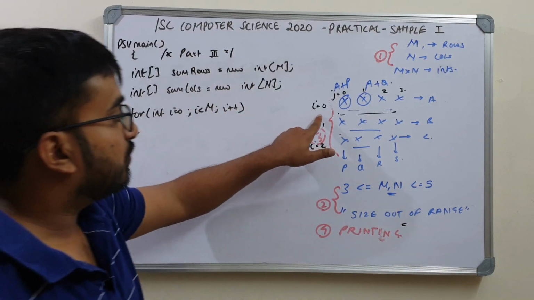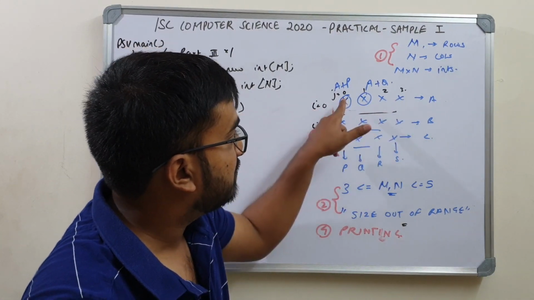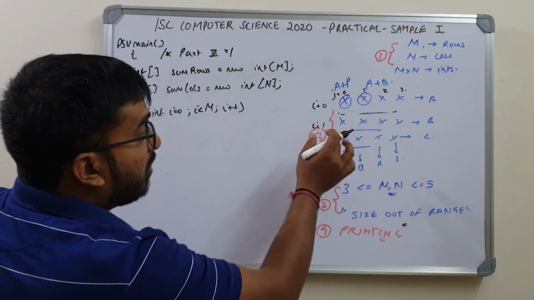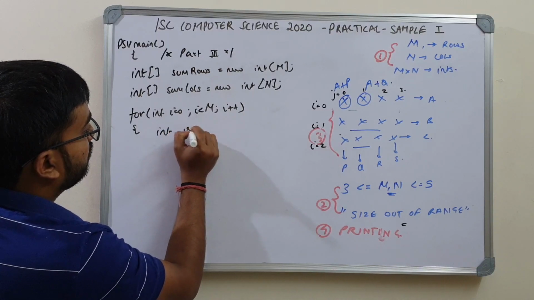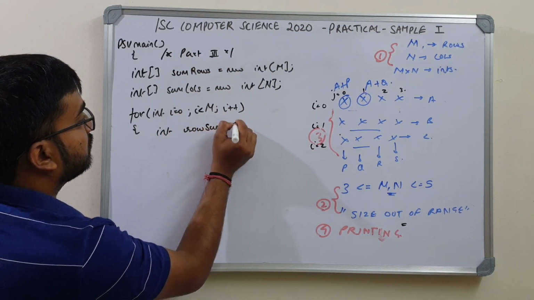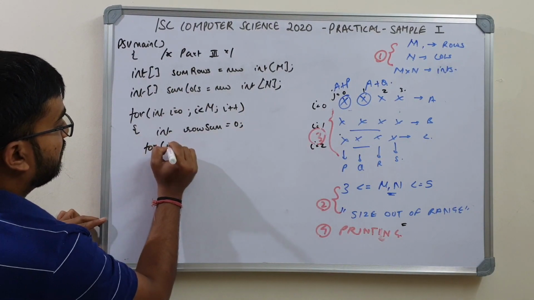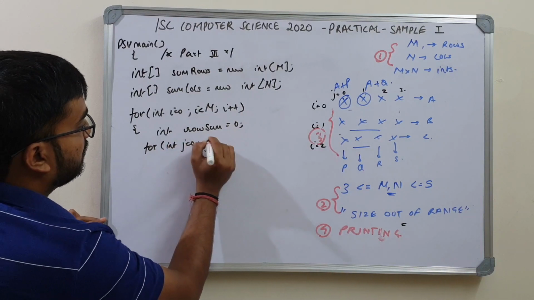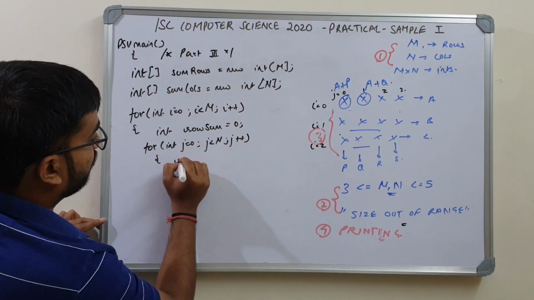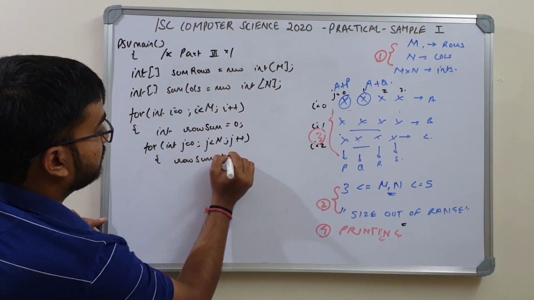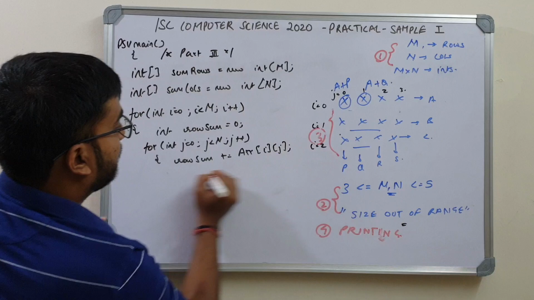So we traverse each row. For i equal to 0, I'm going to traverse j as 0, 1, 2, 3. Now I need to sum all the values. So I need to say int rowSum equals 0. I traverse the entire column for this row. So I'll say for int j equals 0, j is less than n, j plus plus, and I'll say rowSum plus equal to arr of i and j, as arr is a matrix.